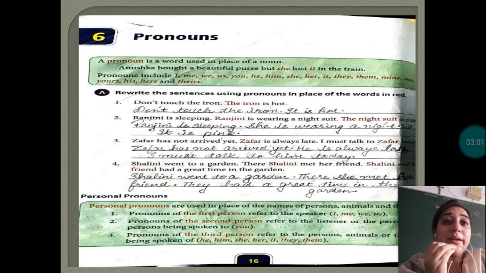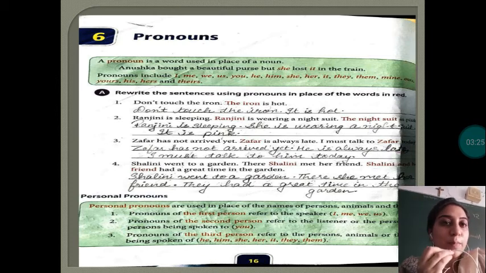Rajni is sleeping, Rajni is wearing a night suit, the night suit is pink. Again, Rajni is repeated twice. So Rajni is sleeping, she is wearing a night suit, and instead of the night suit you will use it: it is pink. Simply to replace a noun, instead of the noun you are using a pronoun.